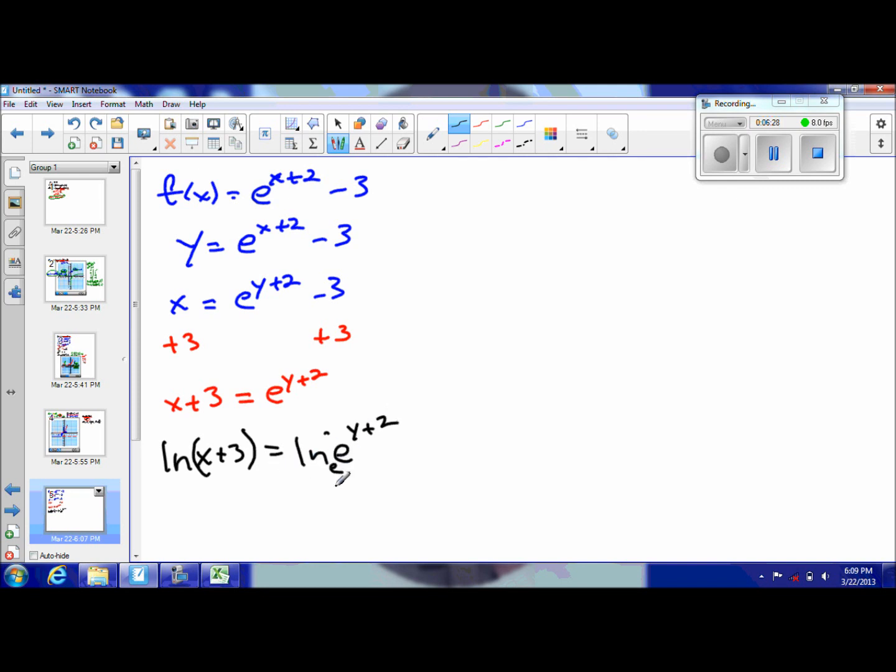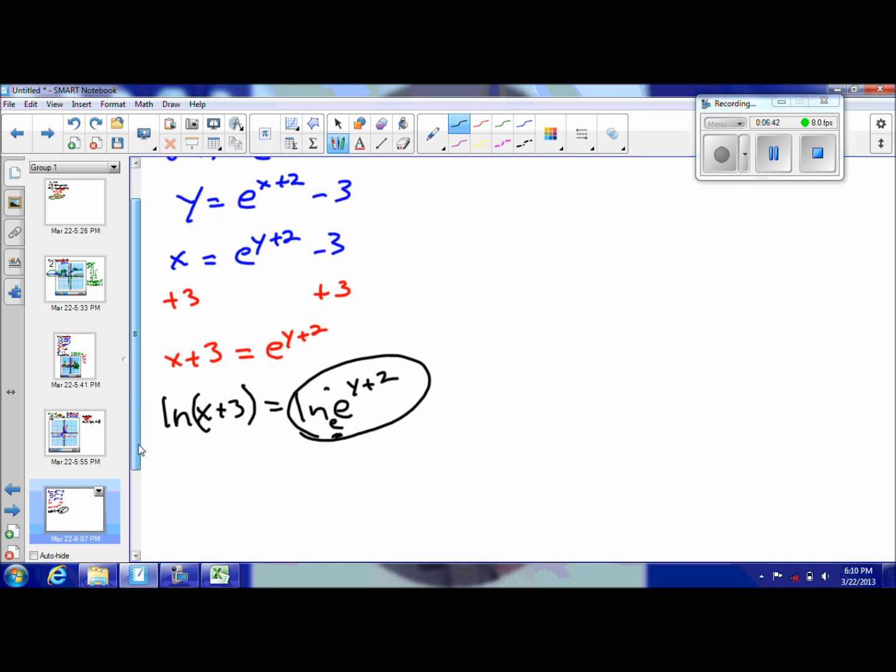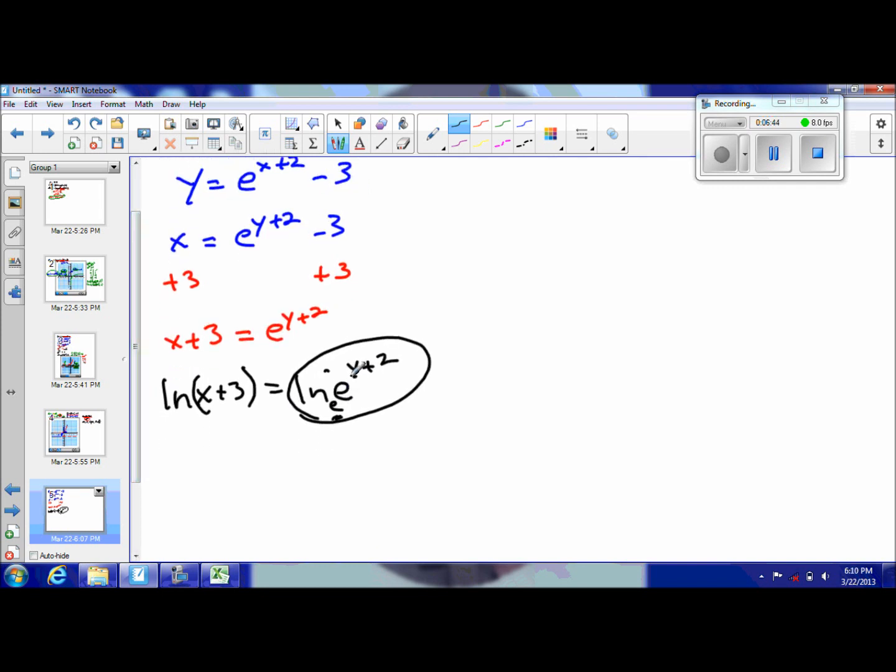So this expression right here is asking me a question. It's saying, what exponent do I have to put on base e in order to get e to the y plus 2? Well, this is why it frees up my variable, because the exponent I need to put on e to get e to the y plus 2 is y plus 2. So I get y plus 2 is equal to ln of x plus 3.